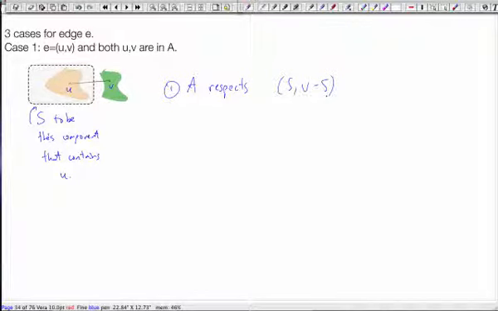A respects V minus S because the way that I've constructed S is to take every vertex that is connected to U. So every edge that possibly emanates from a component from U is going to be already in S. So then, by the cut theorem, E will also be part of some MST.